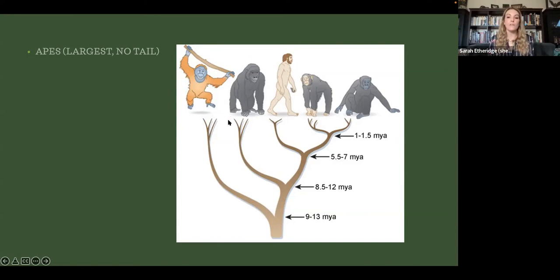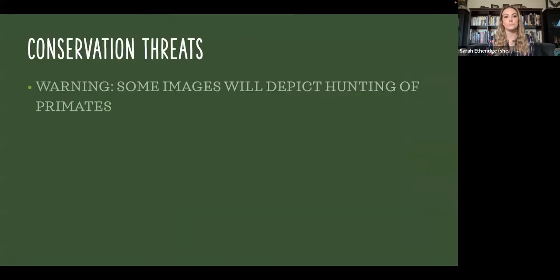So don't be thrown off just by outward appearance. In primatology, we look a lot more deeply than outward appearance. We look at anatomy, we look at dentition, we look at behaviors, cognition, and of course, genetics.